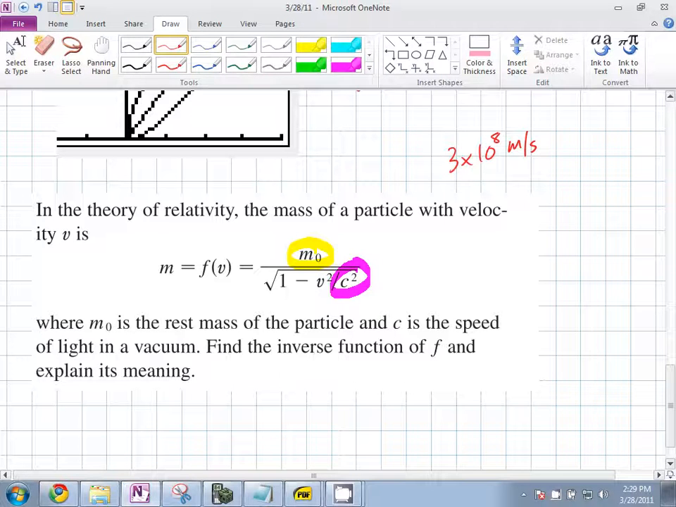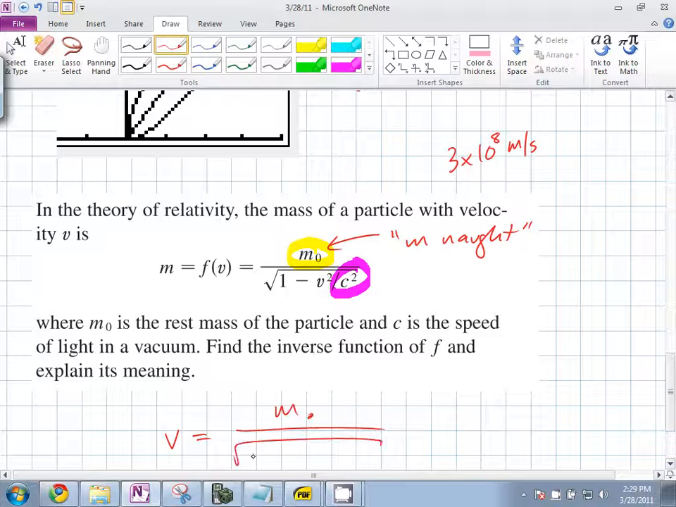So m naught right here is pronounced m naught. It means none, not all for naught. Those are constants. What's the only variable in here? V. So you have m equals that. So what do you do first to find the inverse? V equals m naught over the square root of 1 minus v squared over c squared.